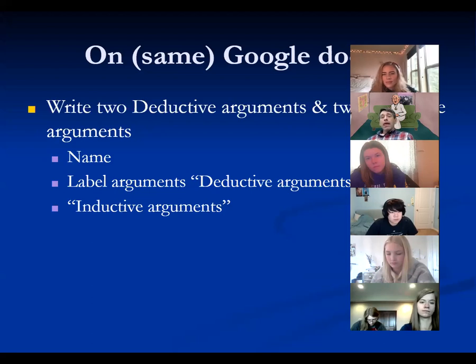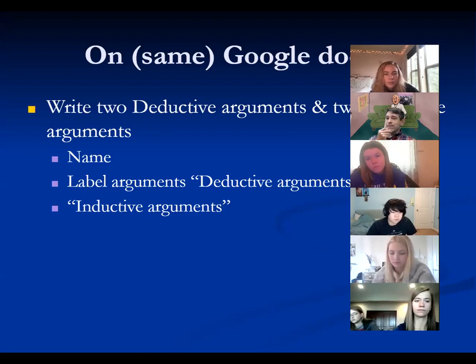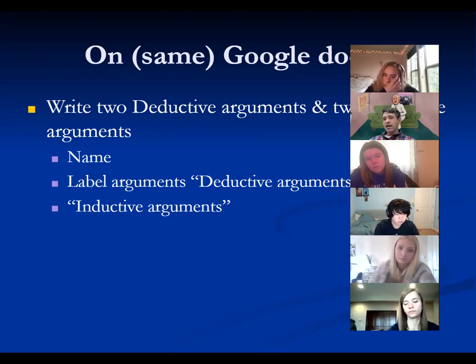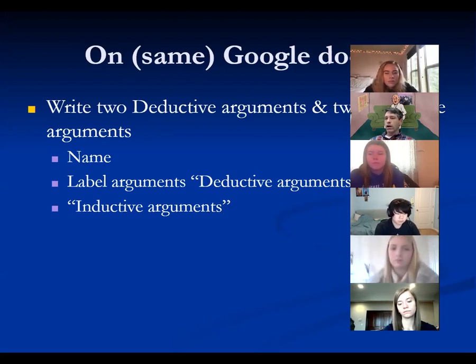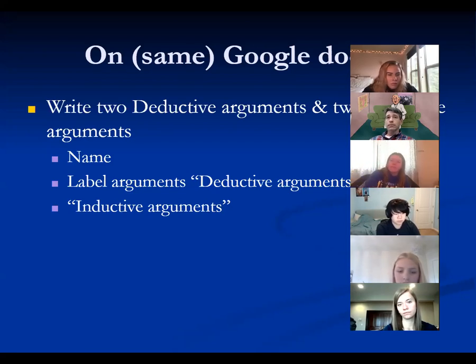Okay. And so what I'd like you guys to do is, on that same Google document, write 2 deductive arguments and 2 inductive arguments, and these can be really about anything. It can be about your car. It can be about horses. It can be about God. It can be about fire conditions in the Cascades. Literally anything you want to make an argument about, you can.